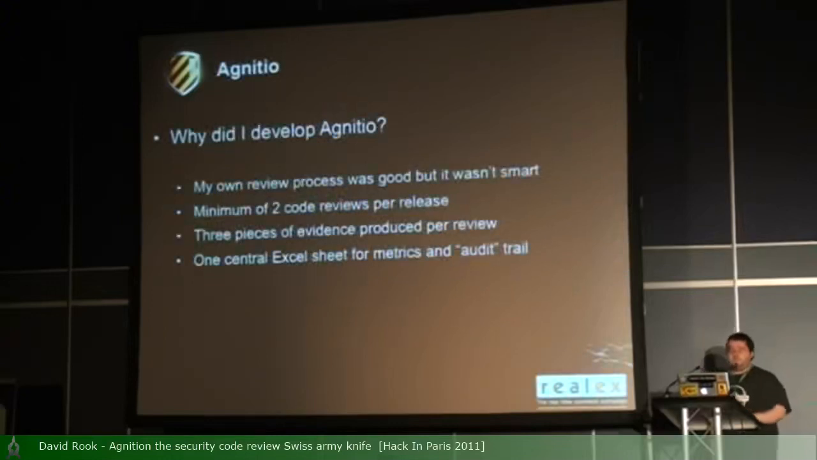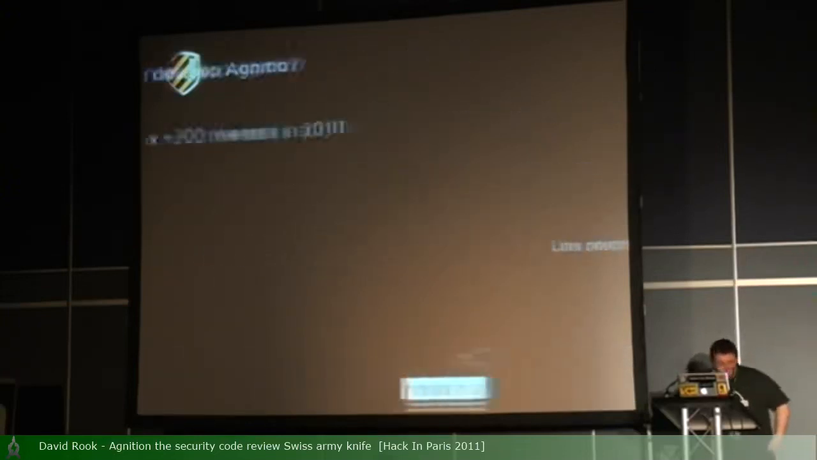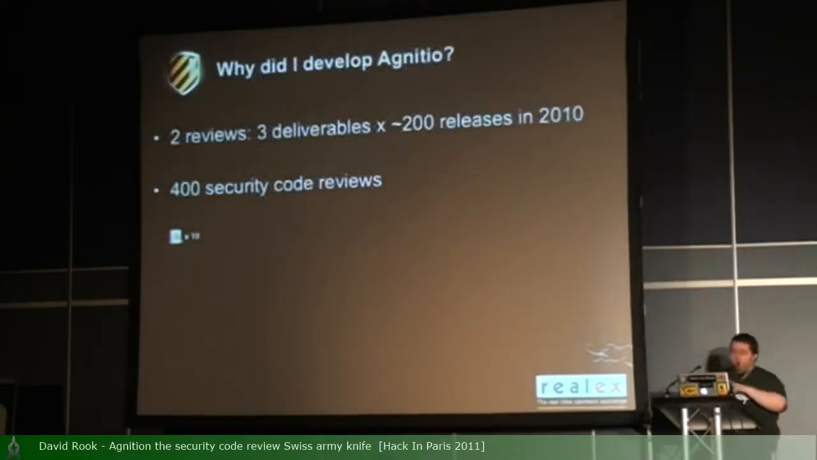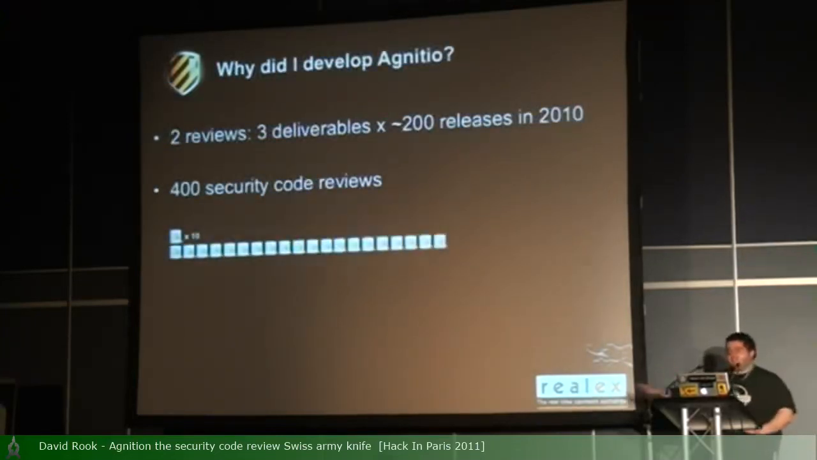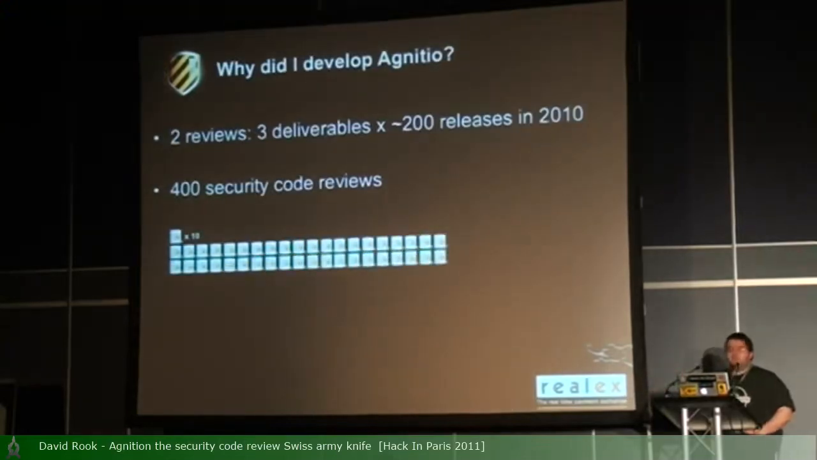So as I said, my own review process was good, but it wasn't smart. We had got this multiple review process, producing these reports and so on. But it meant that for every single release, we would do a minimum of 2 code reviews, and then we would produce 3 different pieces of evidence for each code review. And this was me thinking the process was smart until I really sat down and looked at it. So what that meant was, if we hadn't been using Agnitio for 2010, we would have done about 400 security code reviews. So we still did 400 security code reviews, but we did them in a smarter way.